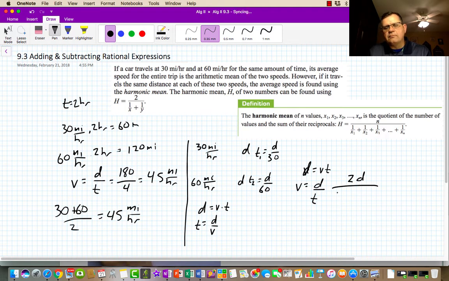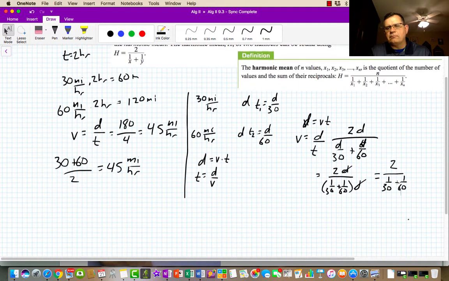And the total time is t1 plus t2, which is d over 30 plus d over 60. Well, that's equal to 2d. I can factor d out of both of these. I end up with 1 over 30 plus 1 over 60 times d. And look at that, the d's cancel. And I end up with 2 over 1 over 30 plus 1 over 60.